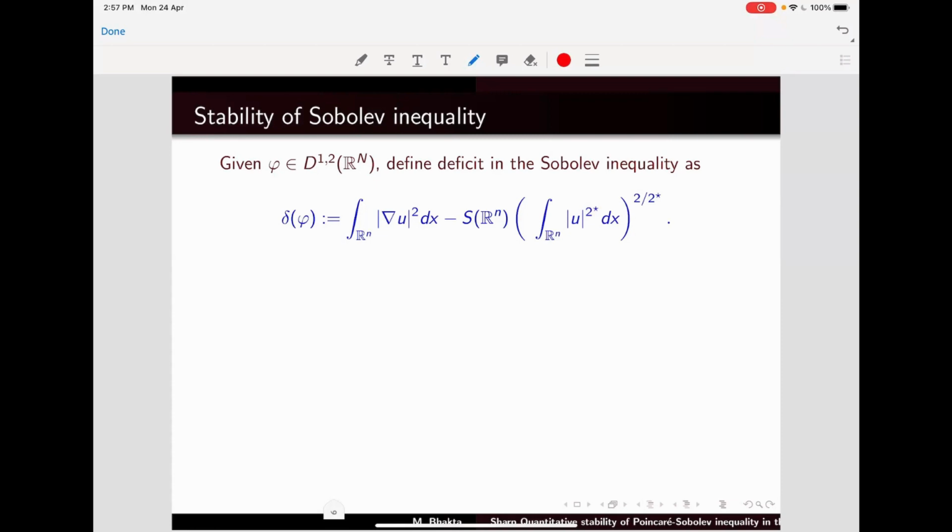Given any function in this D^{1,2} space, we can define the deficit in the Sobolev inequality by this functional. By the Sobolev inequality, we know that this is greater than or equal to 0, right? And if U is an extremal for the Sobolev inequality, I mean, if U achieves equality in the Sobolev inequality, then this must be 0. So we are just taking everything to the right-hand side, and that we define as the deficit functional.